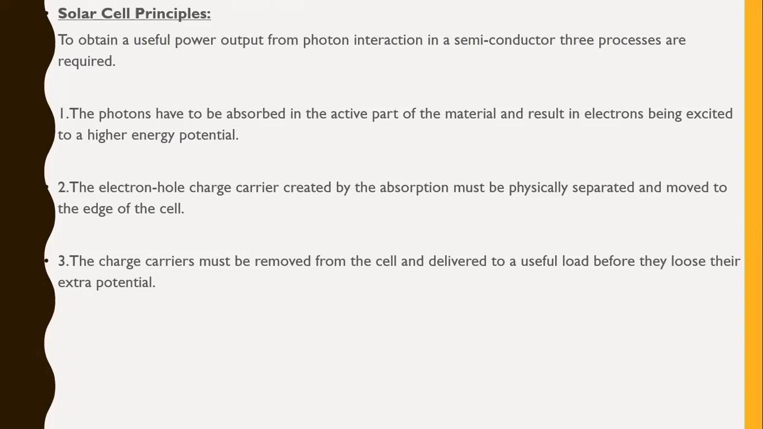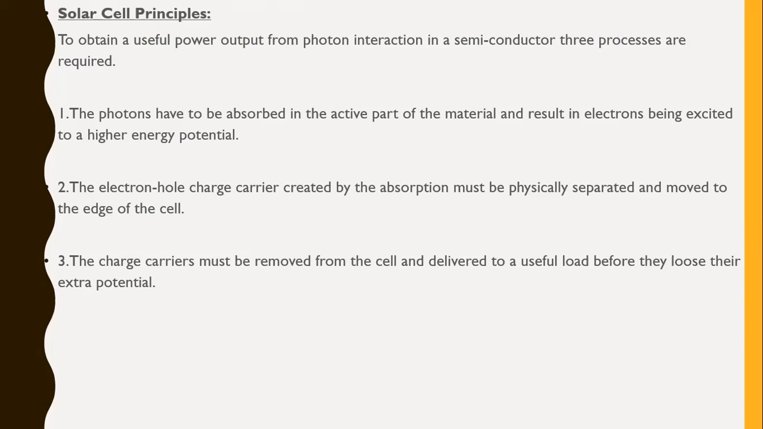To obtain a useful power output from the photon interaction in a semiconductor, we require three processes. The first process is that the photons have to be absorbed in the active part. What is the active part in the material? These photons should be absorbed by this active part, and this results in electrons being excited to higher energy potential levels.